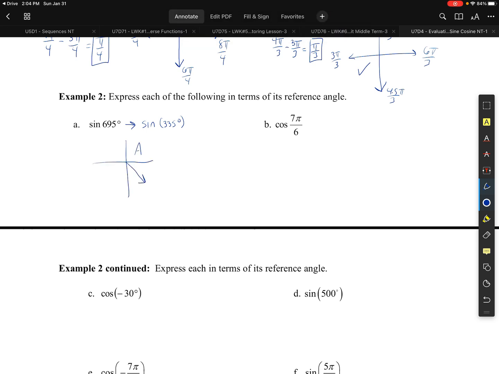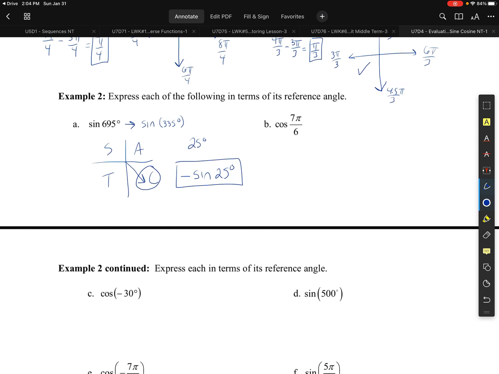Now the key thing is this, A, S, T, C. All right, so my reference angle, 360 minus 335, is 25 degrees. Since I'm in the fourth quadrant, cos is positive, negative sine of 25 is my answer. So sine of 695 is the exact same thing as negative sine 25. In the fourth quadrant, cos is positive, not sine.